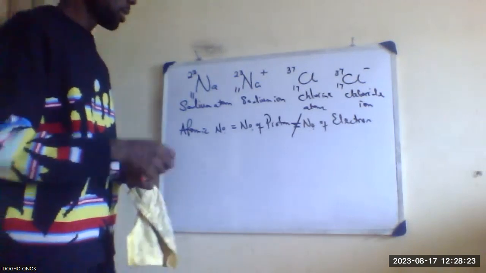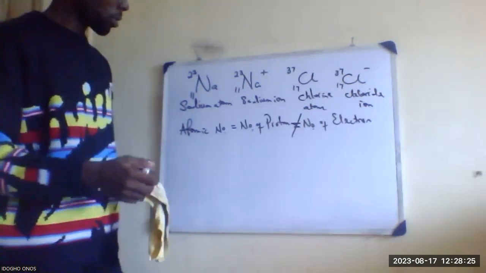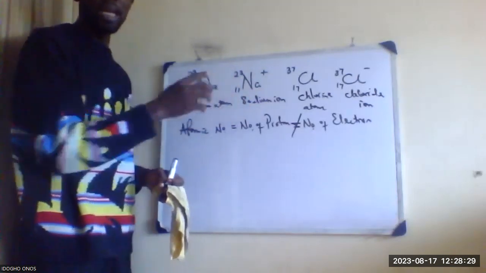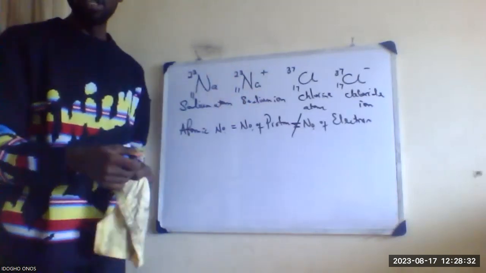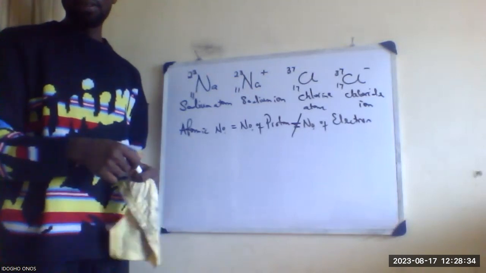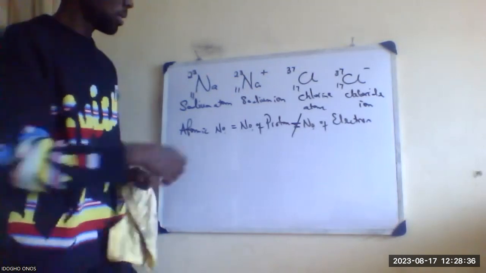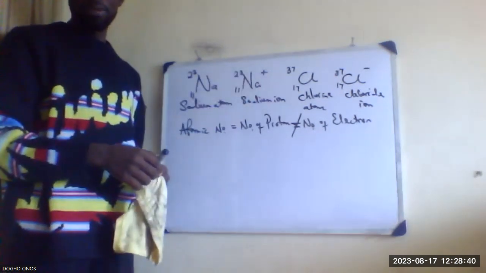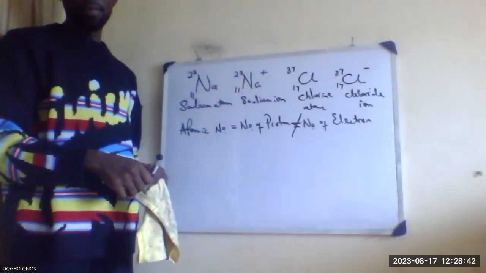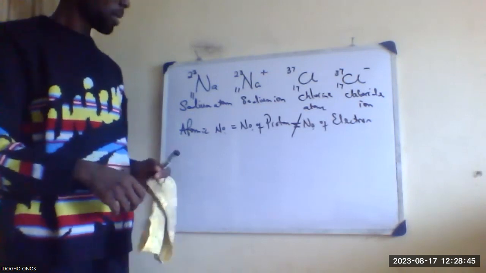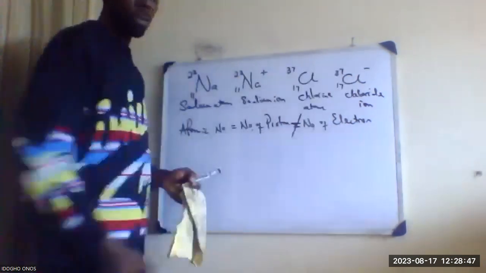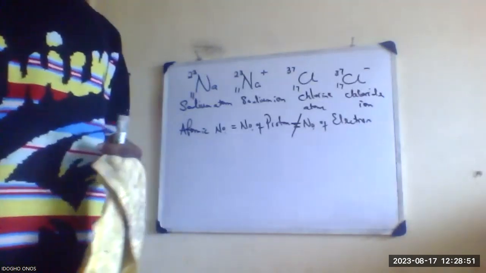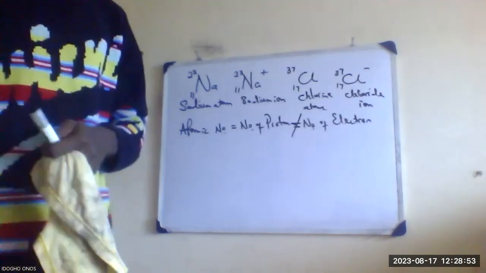Why? I love that question. Because when an element loses electrons, it becomes positively charged. That is, it becomes a cation. And the opposite is for anion. When it gains or accepts electrons, it becomes negatively charged. That is, an anion is formed.